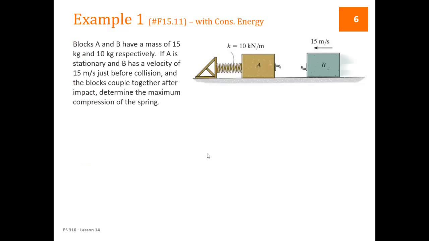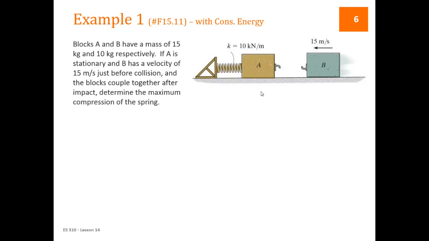So let's take a look at an example of this. We have two blocks. Block A is sitting still, up against a spring, which is currently unstretched. Block B is sliding along the floor. There's no friction. It starts sliding at 15 meters per second. It hits A, and they both then slide a little bit further and compress the spring. And the question is, what is the compression of the spring?